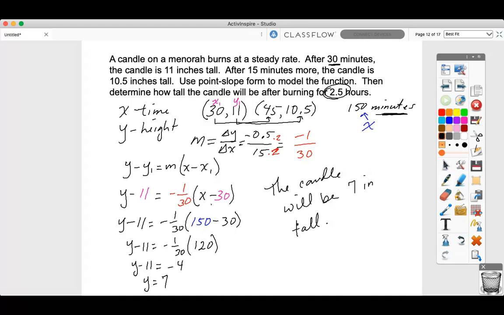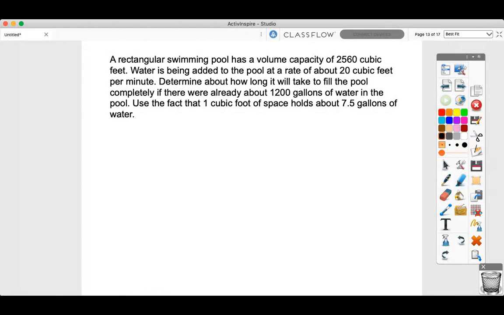So again, we use point slope form to model it, figure out what our either our x or our y will be, substitute that in, do the arithmetic. Okay, let's do one more like this. Now here we're going to talk about a swimming pool. A rectangular swimming pool has a volume capacity of 2,560 cubic feet. Water is being added to the pool at a rate of 20 cubic feet per minute.